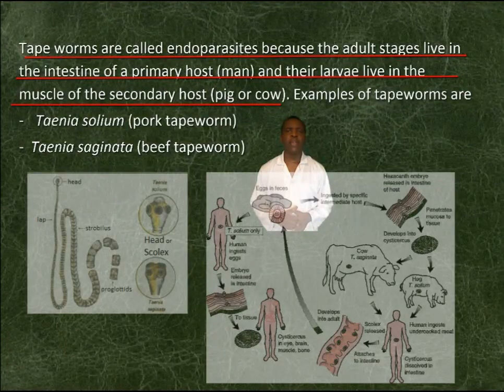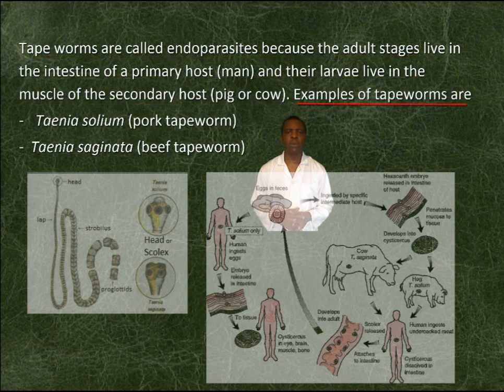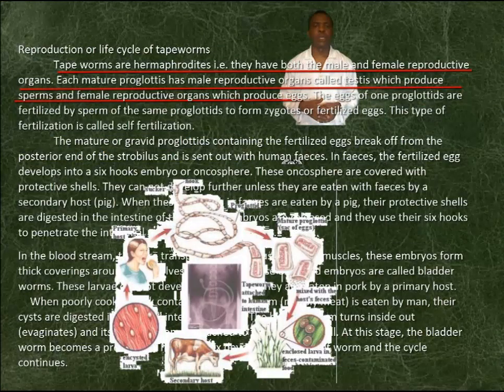Tapeworms are called endoparasites because the adult stages live in the intestine of a primary host, which is man, and their larvae live in the muscles of the secondary host, which could be the pig or the cow. Examples of tapeworms are Taenia solium, that is pork tapeworm, and Taenia saginata, which is the beef tapeworm.